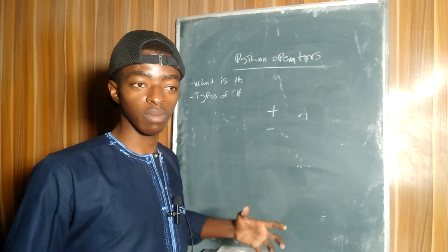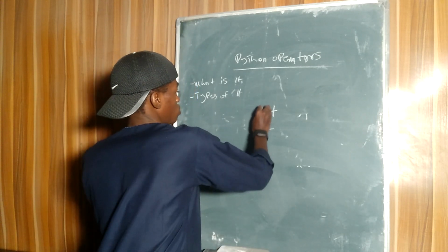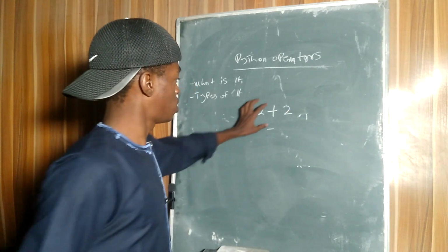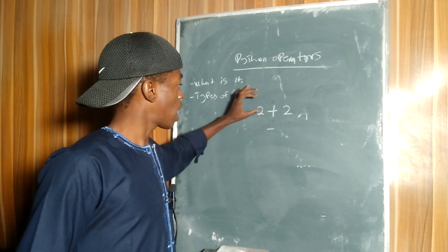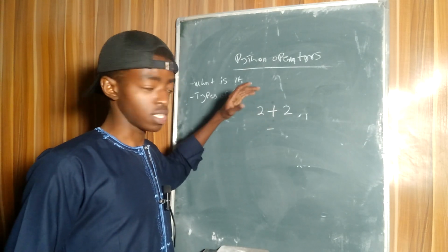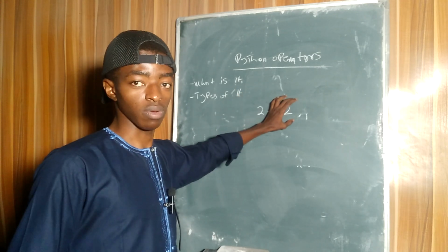We usually use them to operate two different operands. For example, if I have 2 plus 2, this is the operator. This is the determinant telling me I have to add this and this. It's a guide telling me what I can do with this value and this value.